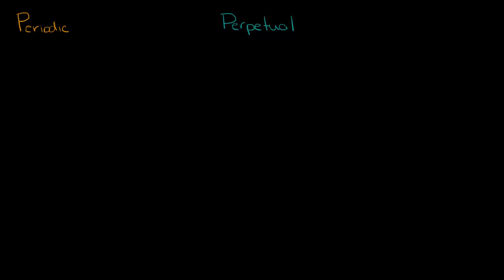Today I want to spend a little bit of time talking about the differences between periodic inventory and perpetual inventory. This is a really important concept in financial accounting because it dictates the way that you record journal entries and the way that you calculate the amount that you're going to put into cost of goods sold or inventory based on if you're using FIFO, LIFO, or weighted average.